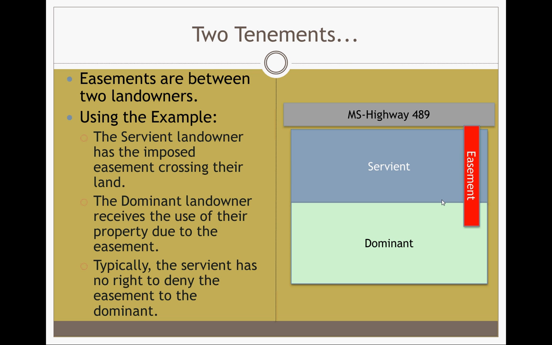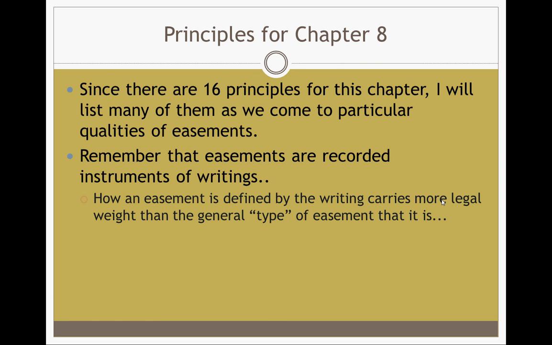But typically, you cannot deny the easement from a servient to a dominant owner. Now, there are 16 principles in Chapter 8. We're not going to go through all of them, but I will list many of them as we come to particular points and qualities about easements.